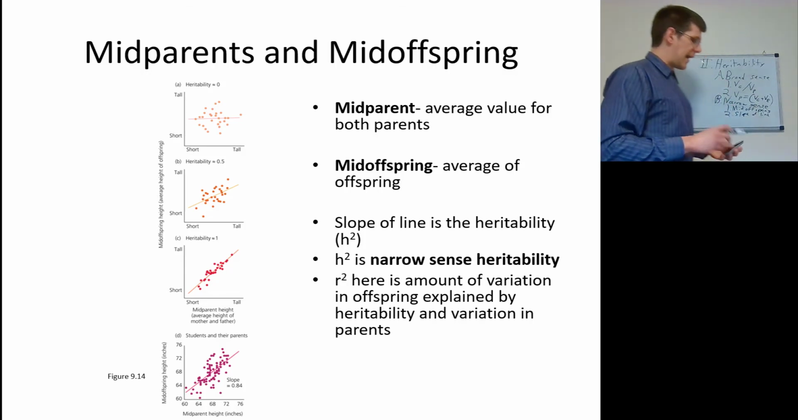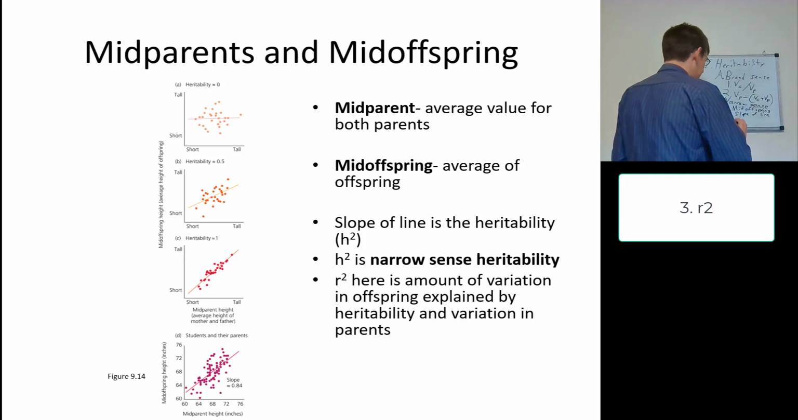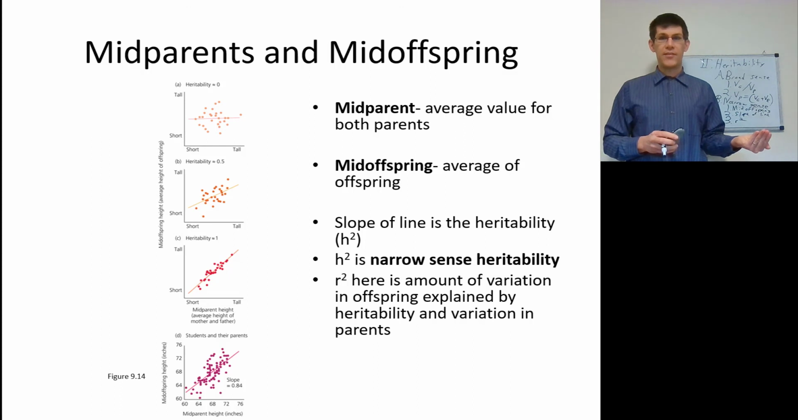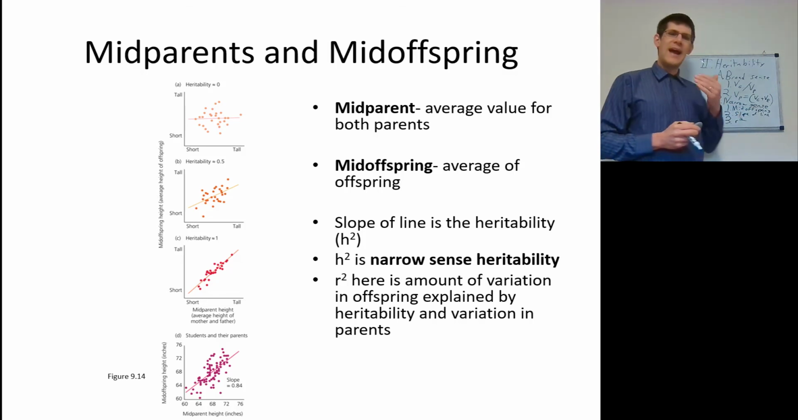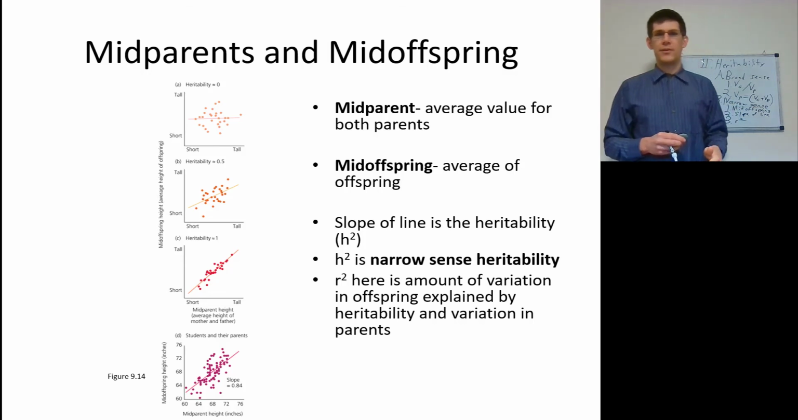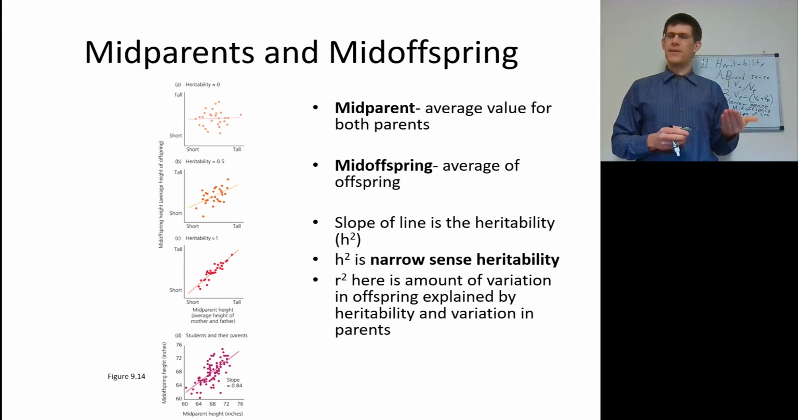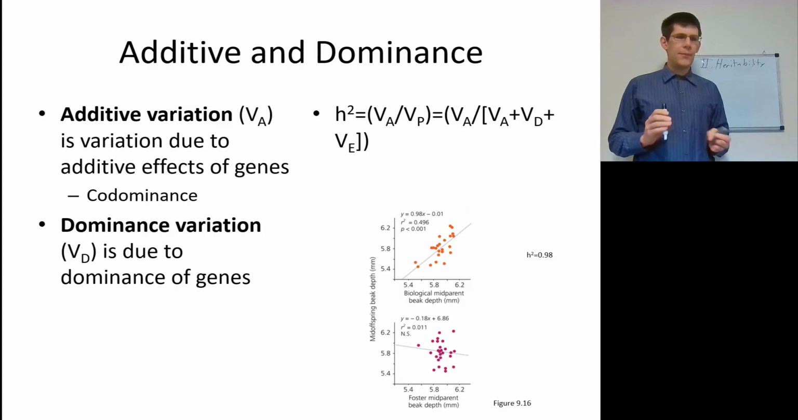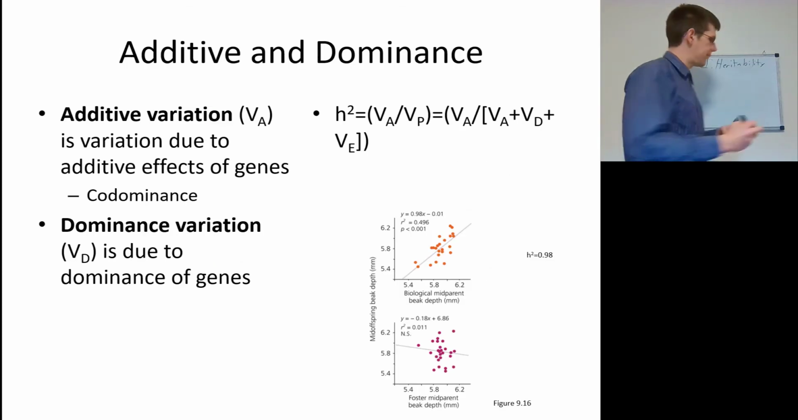What you also have, for fun, is your r squared value. Your r squared value is how much of the variation in offspring is explained by the heritability and variation in the parents. So that's kind of a cool other thing you can see: how much of this is not due to environmental factors. If it's strictly genetic, an r squared value will just be 1. But if it's strictly environmental, an r squared value will be 0, being very similar to how we're measuring the broad sense heritability. Then we have additive and dominance variation.